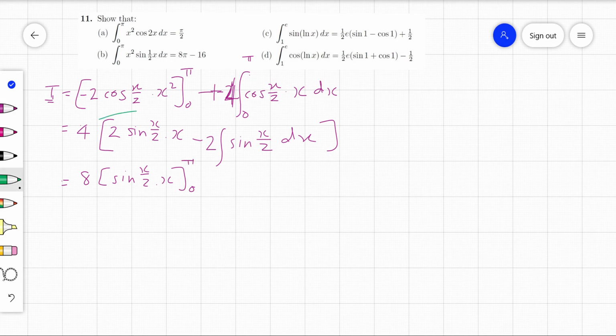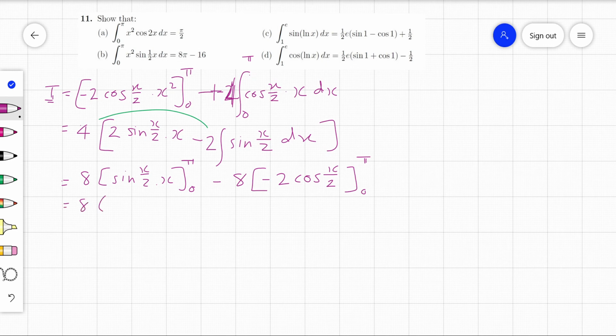And you can see here I've got minus 8, minus 8 times the integral of sine x on 2. So I get, again, a minus because I'm going to cos x on 2. And I have to divide by 1 on 2, so I get a 2 there. All right, hopefully that's right, it's so easy to make a mistake here.